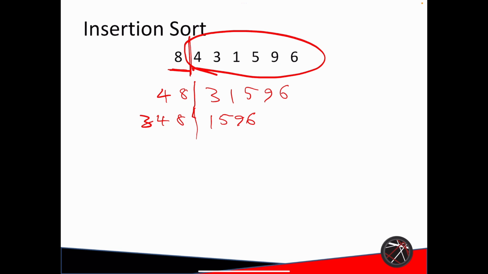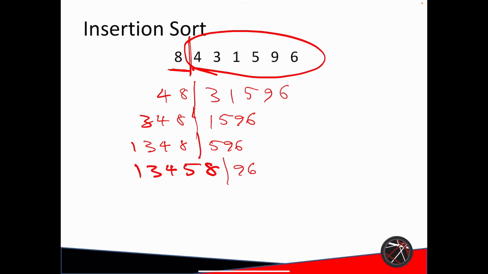We then bring 1 across. So 1 is less than 8, it's less than 4, it's less than 3, and therefore will sit at the front, like so. 5 is then brought in, so 5 is less than 8, but it's greater than 4. So in other words, hence the name, it will be inserted between them. So therefore we'll have 1, 3, 4, and the 5 is inserted between the 4 and the 8.